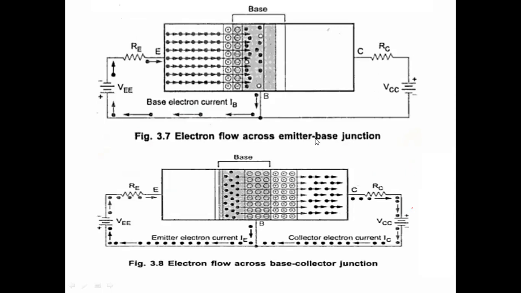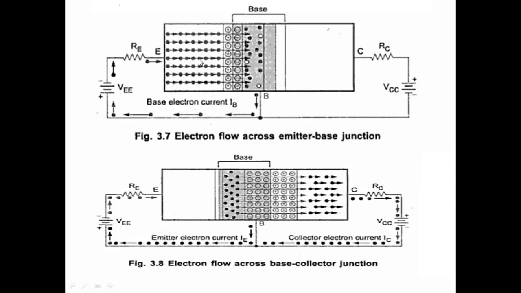If you observe these figures, when electrons flow across the emitter base junction, electrons are represented by dotted lines and holes are represented by small circles. In the PN junction diode or transistor, the dotted line indicates the electron and the hole indicates the positive charge carrier. So a small circle is a hole.